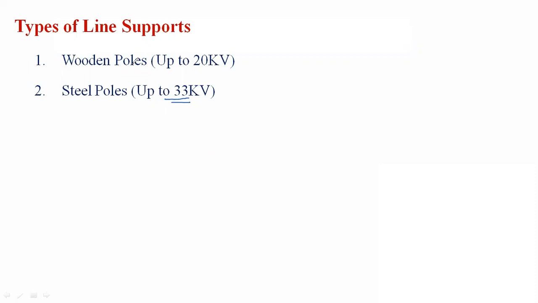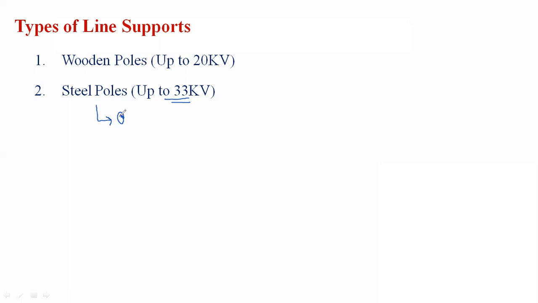But compared to the wooden pole, in the steel pole the inspection is less. But we need to apply regular painting. The mechanical strength is not good in the wooden pole, but compared to the wooden pole, in the steel pole the mechanical strength is good. Here, the steel poles are classified into 3 types.